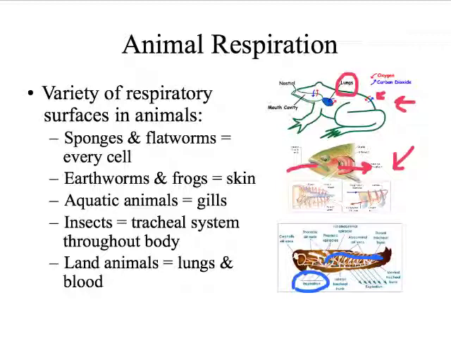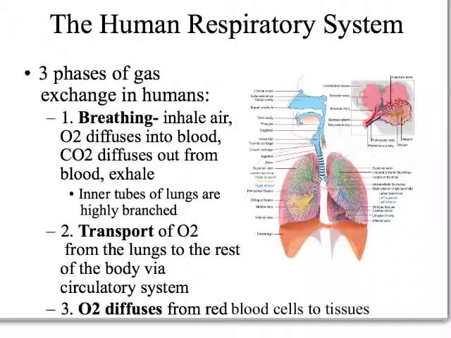Complex land animals like us are going to have lungs and blood in order to transport the gases around our bodies. All right, so because we are animals that are mammals, we're going to talk about the human respiratory system. So there's basically 3 phases of gas exchange in humans. We breathe, we inhale air, oxygen diffuses into our blood, carbon dioxide is going to diffuse out of our blood, and then we exhale.